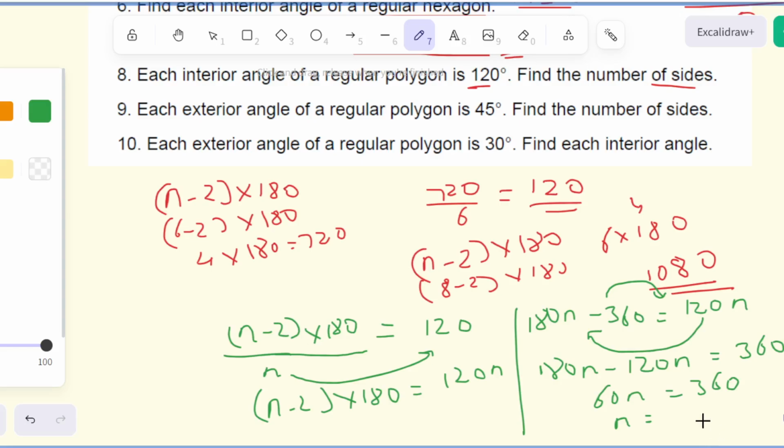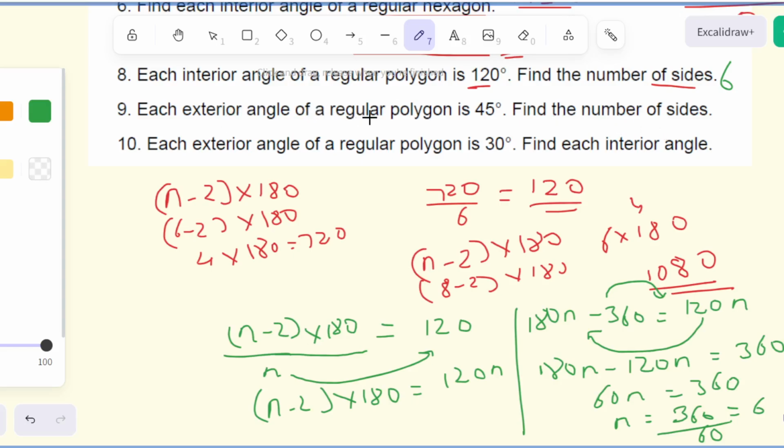Oh, 360, okay. Now take 60 to the other side and divide it. So when you divide that by 60, you get 6. So it's 6 sides. If any regular polygon has each angle 120, then the number of sides will be 6. Make sense? Okay.